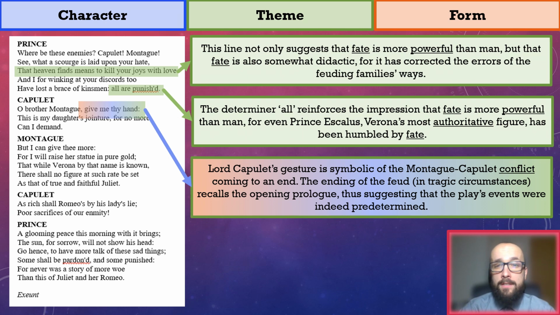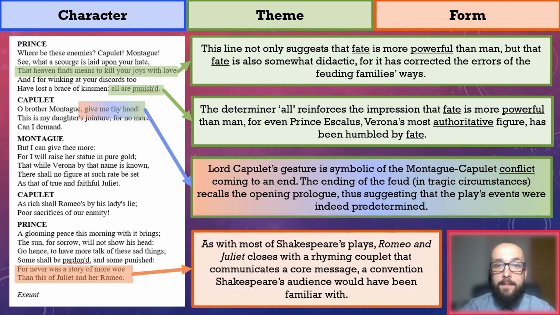which are in fact the last 2 lines of dialogue in the whole of the play. As with many of Shakespeare's plays, Romeo and Juliet ends with a rhyming couplet. Shakespeare's original audience would have been familiar with this convention, and so too would they have been familiar with the fact that the closing couplet communicates a core message from the play.